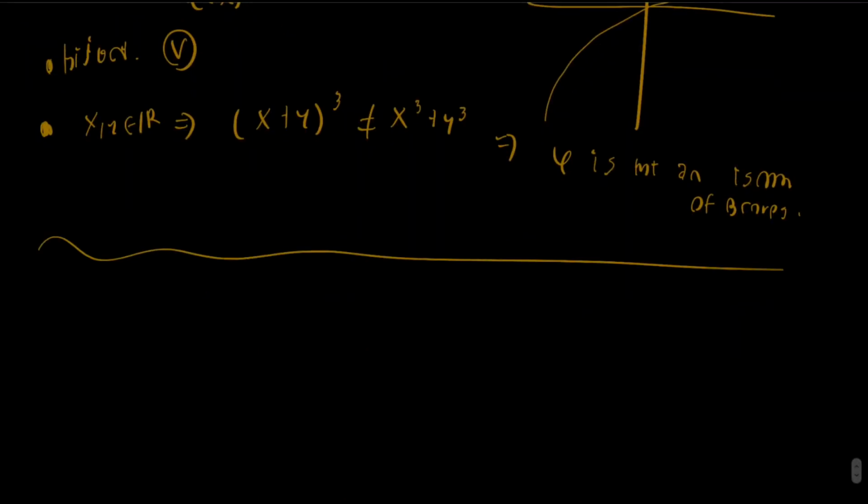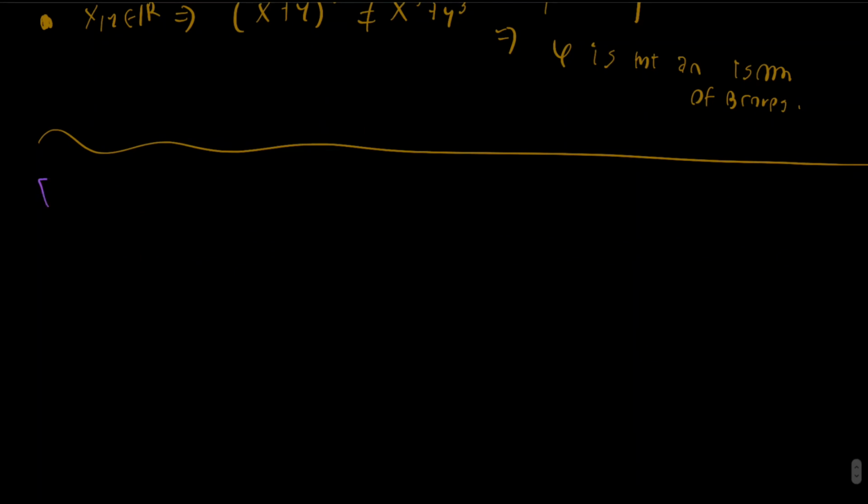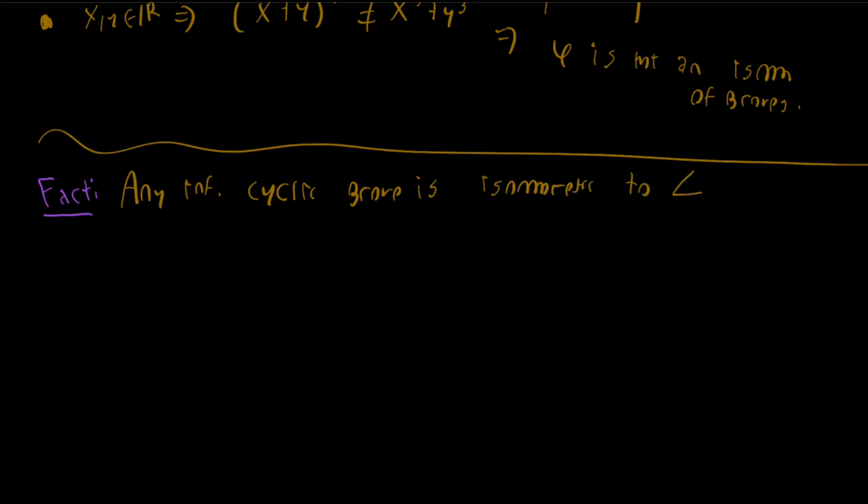Now let's provide another pretty interesting example. Actually, we're not going to mark it as an example, we're going to mark it as a fact because it's a pretty important result, and that is that any infinite cyclic group is isomorphic to the integers, to the additive group of the integers. And so let's prove this. This is not too difficult because the construction of an isomorphism is pretty straightforward.